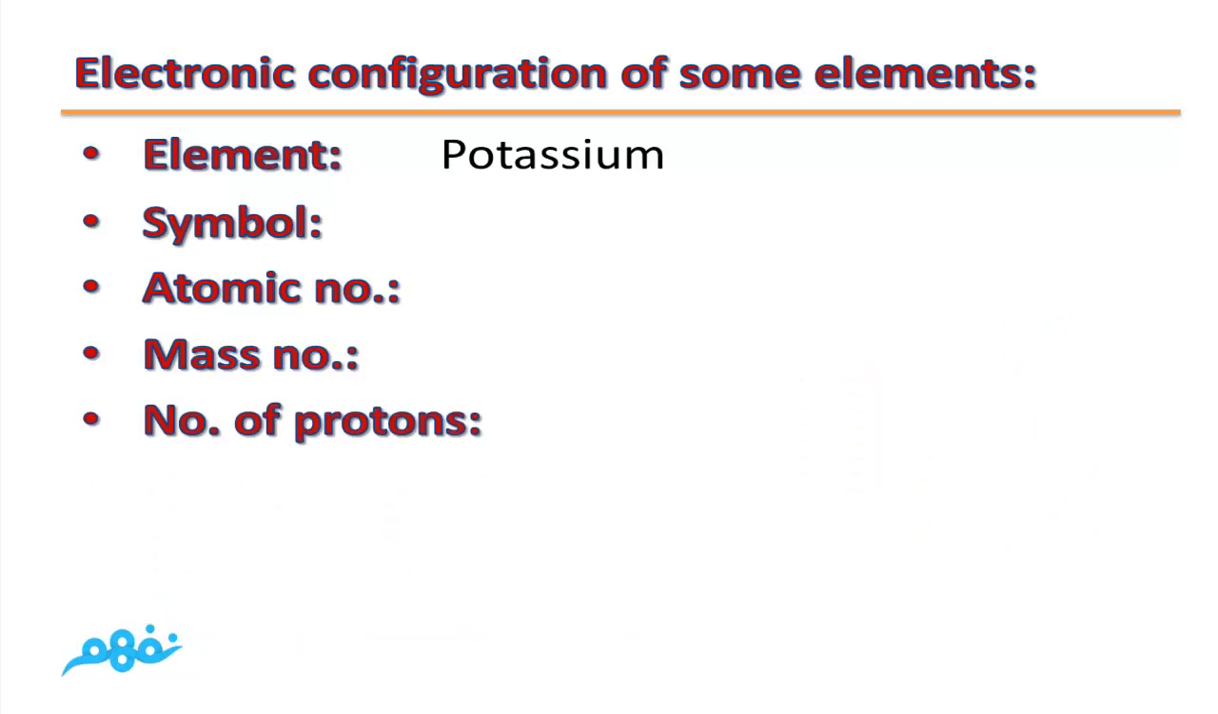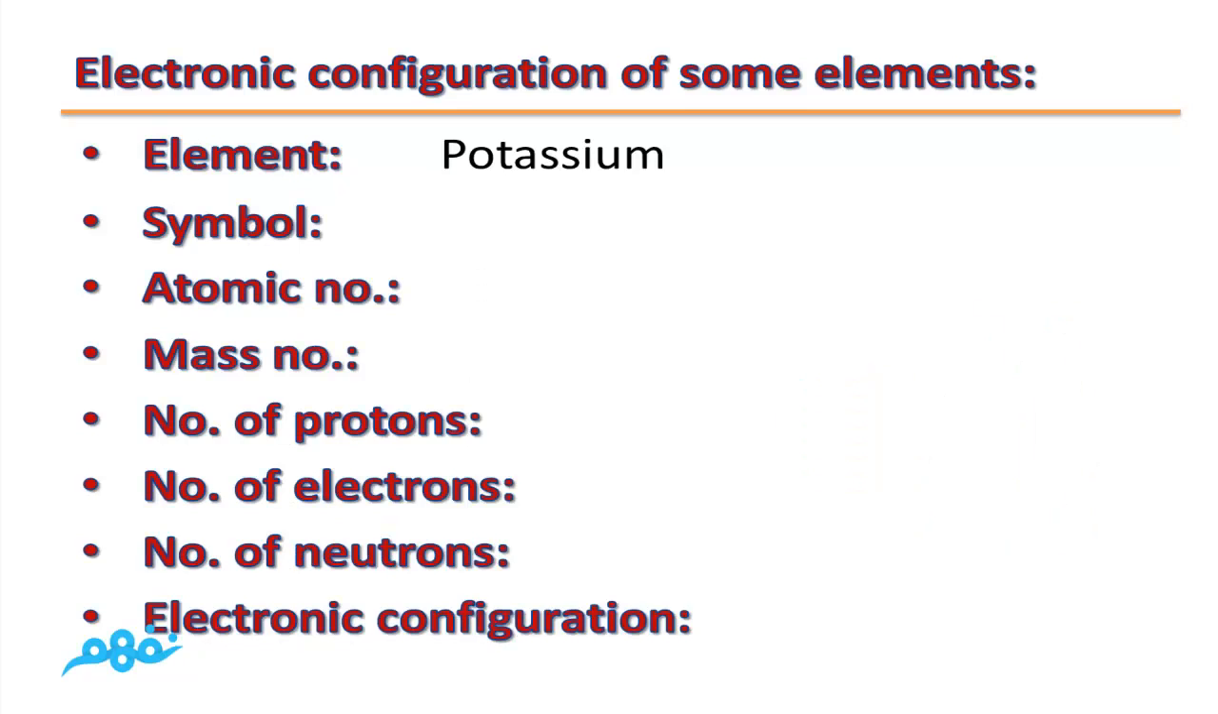The next element is potassium. Its symbol is taken from its Latin name, which is Calcium, so its symbol is K. Atomic number equals 19. Mass number equals 39. Number of protons equals 19. Number of electrons equals 19. Number of neutrons equals 39 minus 19 equals 20.